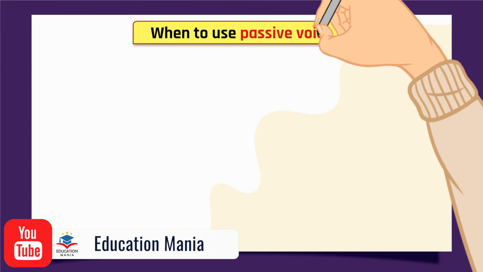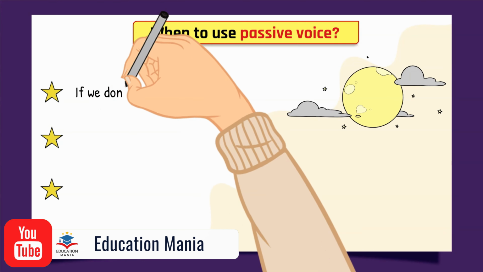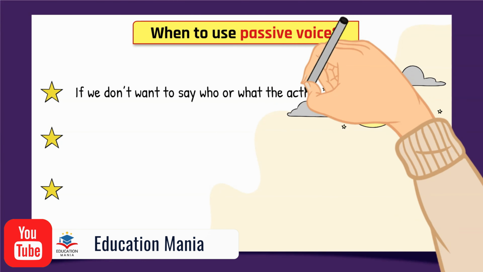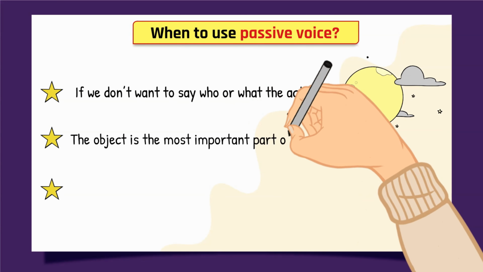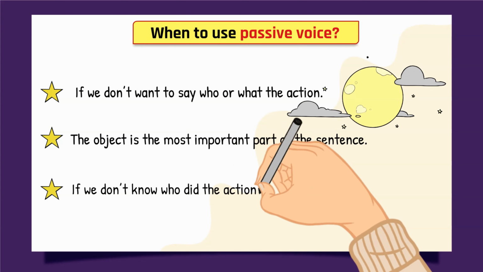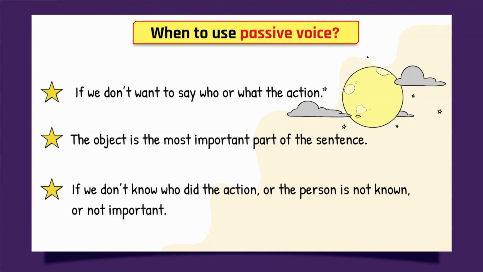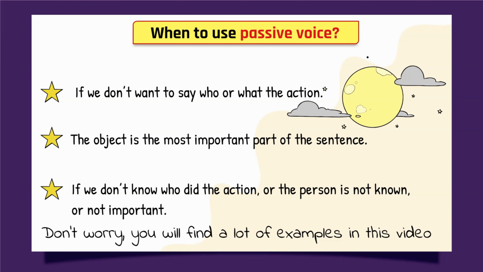When to use passive voice. If we don't want to say who or what did the action. The object is the most important part of the sentence. If we don't know who did the action, or the person is not known or not important. Don't worry, you will find a lot of examples in this video.